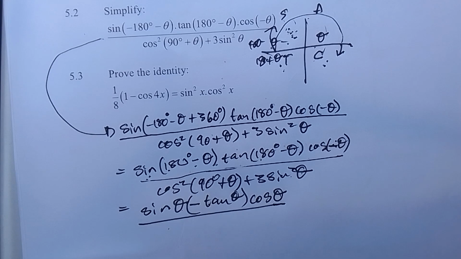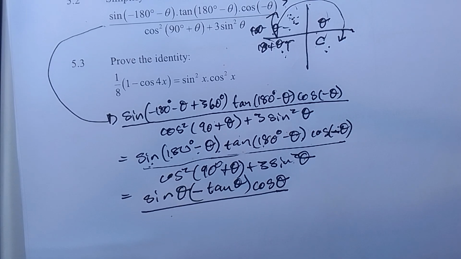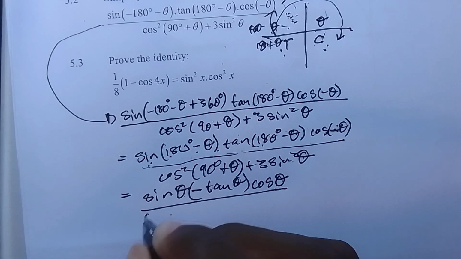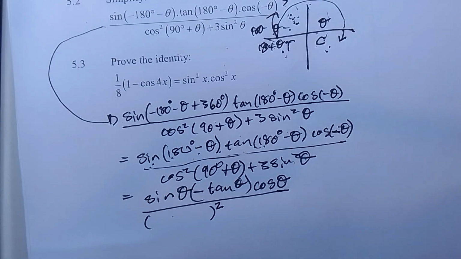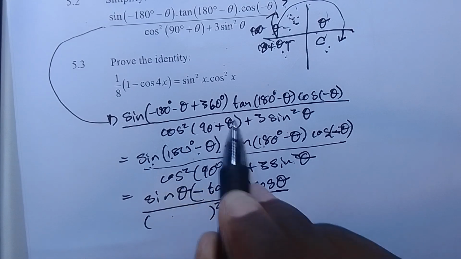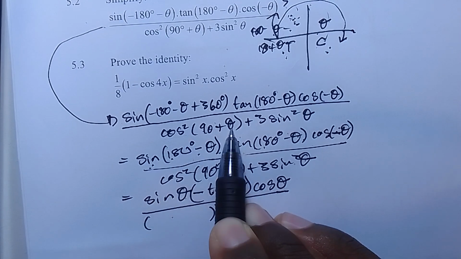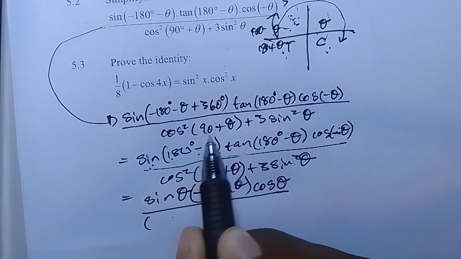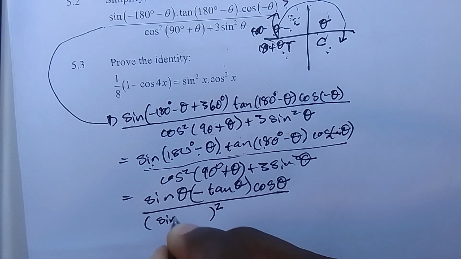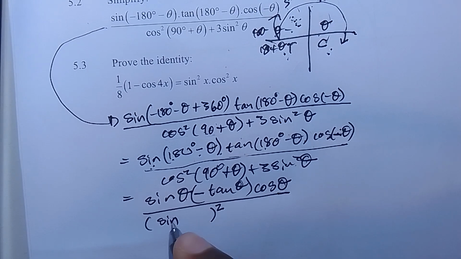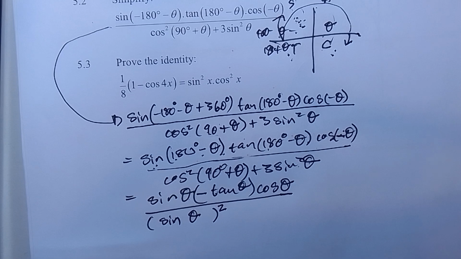Now let's get to this one. We have cos squared of 90 plus theta. What I'm going to do is take out the squared, put it there, and deal with the inside. The inside says cos of 90 plus theta. For 90 we know the ratio is going to change to sine. Sine, and we are going to have theta inside.